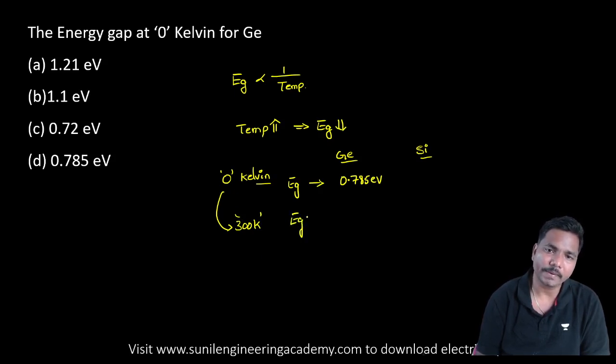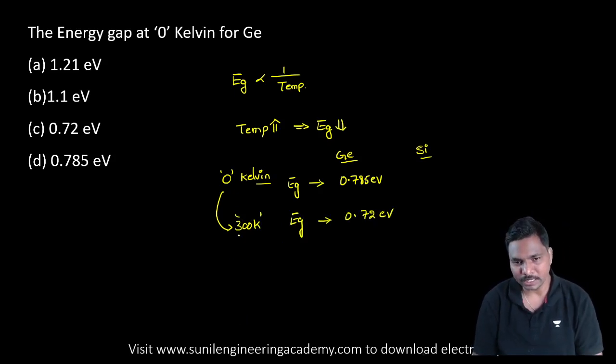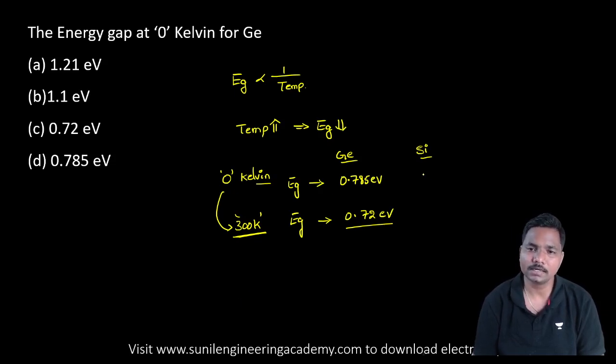then as temperature increases, the energy gap decreases. So it is 0.72 electron volt. Clear? Generally we consider the room temperature value, so that's why the energy gap is considered as 0.72 electron volt. In the same way, silicon at 0 Kelvin is 1.21 electron volt. As temperature increases, the energy gap decreases, so 1.1 electron volt. Okay, clear? All of you.